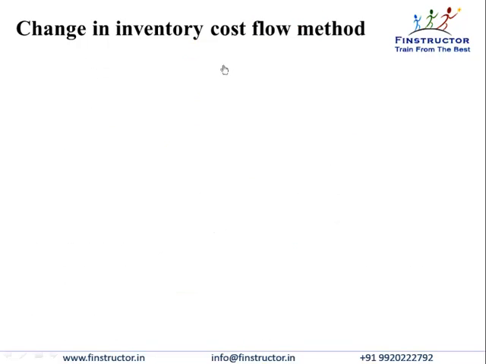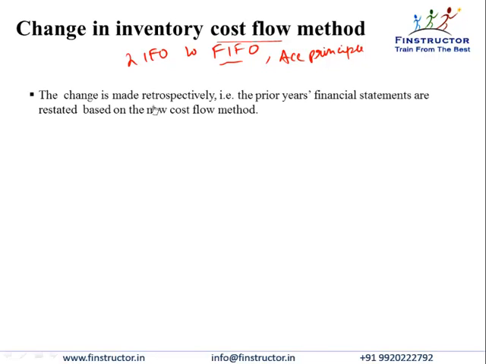So please recall from the income statement that a change in the inventory cost flow method, for example from the LIFO to the FIFO or to the weighted average cost, is a change in accounting principle. And a change in accounting principle not only requires that year's statements to be restated, but also all prior years' statements that will need to be restated, assuming the new assumption or the new cost flow method. So the changes made retrospectively, that is the prior year's financial statements, are restated based on the new cost flow method.